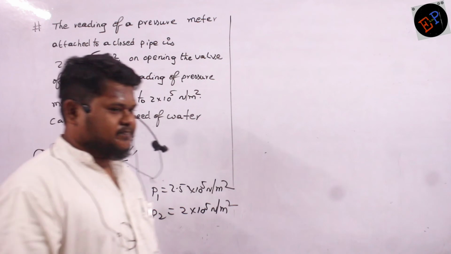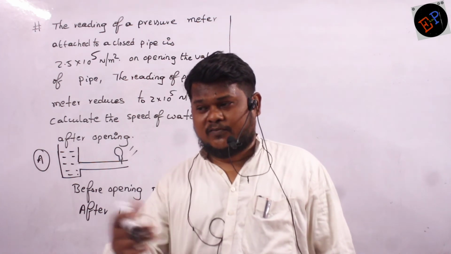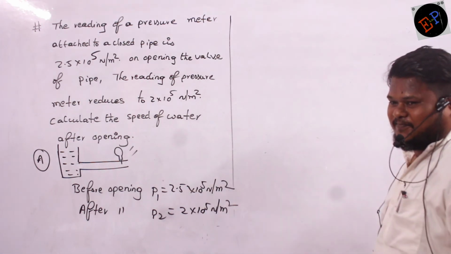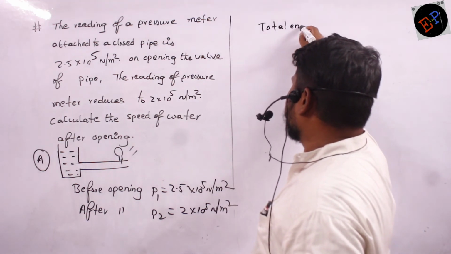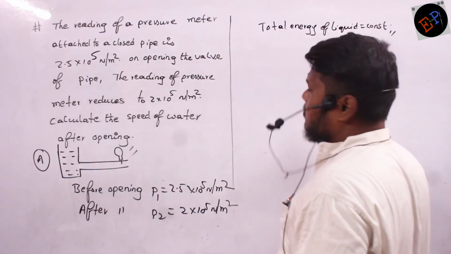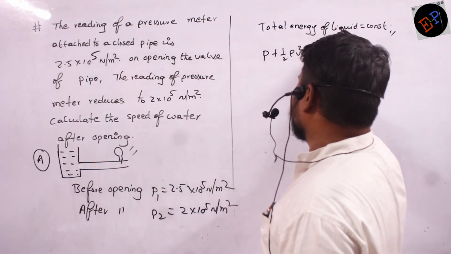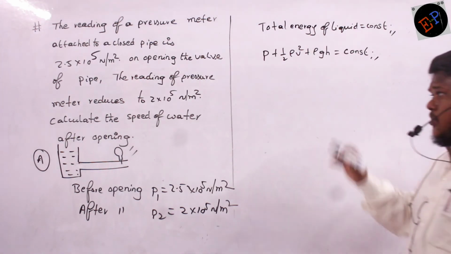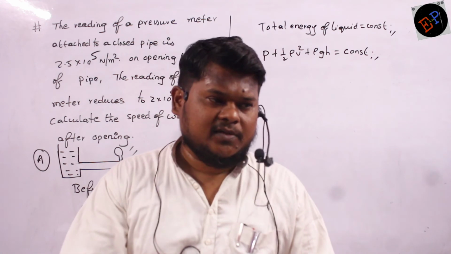Can you say why the pressure has reduced? Water is flowing. If water starts flowing, why should pressure reduce? That's the Bernoulli theorem which we have studied. Total energy of the liquid should be constant. What are the different kinds of energy? Pressure energy, kinetic energy per unit volume, potential energy per unit volume, they should be constant. So total energy remaining constant means that if one energy increases, the other energy decreases.